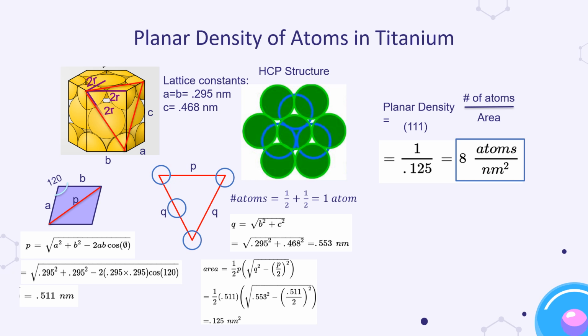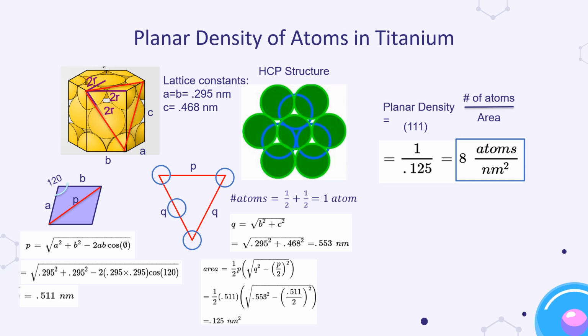To start with the shortest side, we can use the formula for the diagonal of a parallelogram to find the length. By the properties of this structure, we know the wider angle to be 120 degrees. If we plug this into the equation shown for the length of the diagonal, we get the shorter side, side P, to be 0.511 nanometers. Next, to find the length of the other two sides, we see that the length is just the diagonal of the rectangle created by sides B and C. So using the Pythagorean theorem, we find the side Q of the triangle to be 0.553 nanometers.